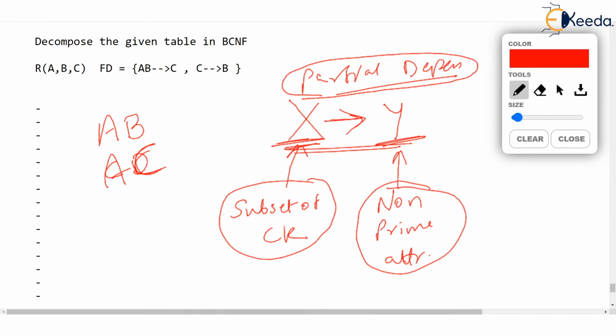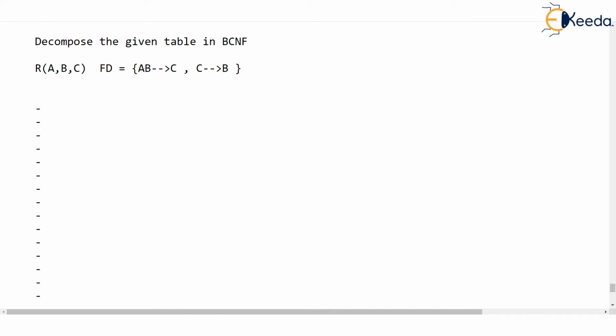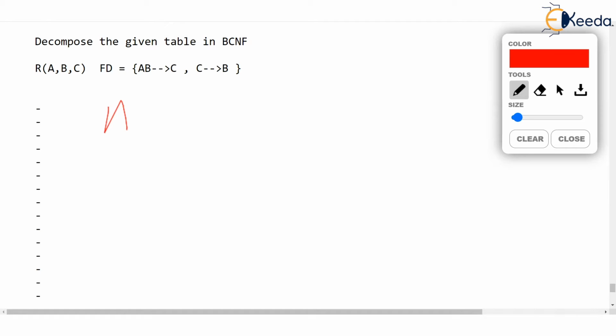But this table has to be in 2NF. Come on, it is in 3NF, so it has to be in 2NF. Let's prove. Very silly thing we are doing. There is no sense in proving. But anyway, AB and AC are the candidate keys.